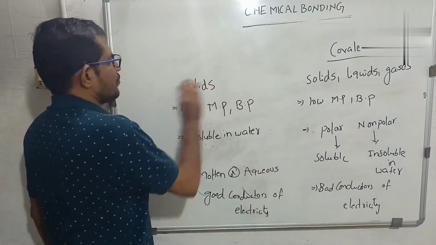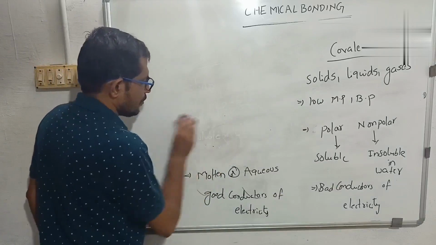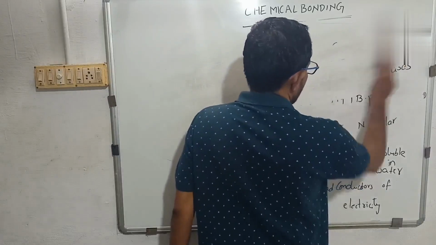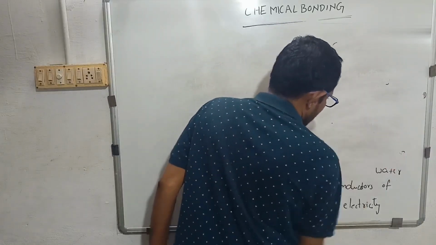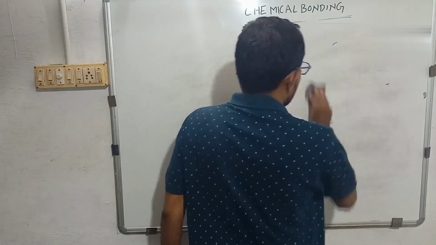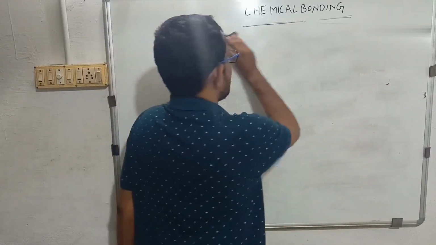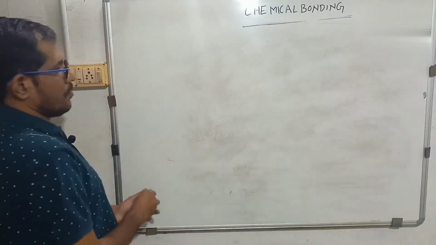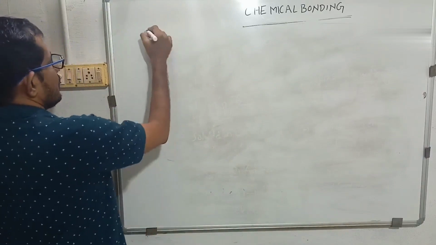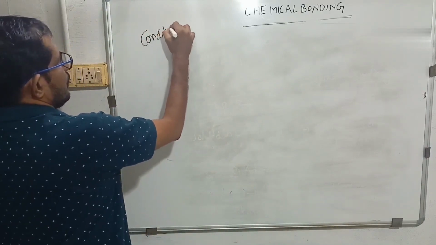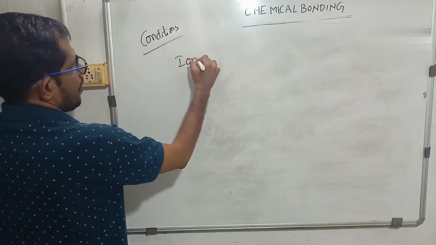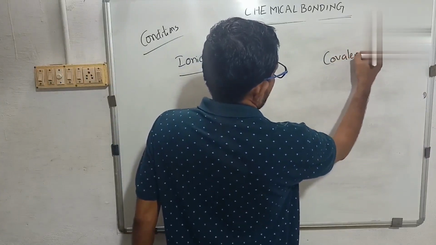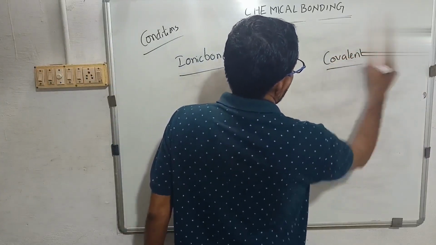Now I will explain comparatively the conditions for the formation of ionic bond and covalent bond. Write the conditions over here: here ionic bond, here covalent bond.